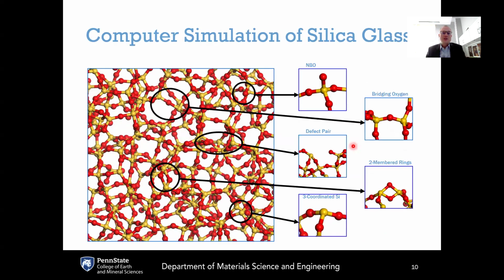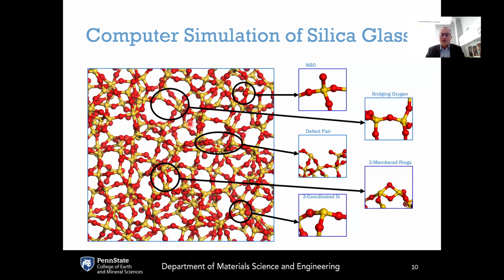Here's a more recent snapshot of an MD simulation of silica glass. The red atoms are representing the oxygens. They are bonded to the yellow atoms, which are the silicon atoms. And you can see how the silicon atoms here are 4-coordinated. The oxygen atoms are 2-coordinated. But one of the interesting things about the simulation is that it can capture some imperfections in the glass structure.